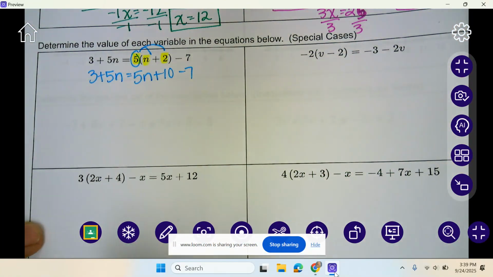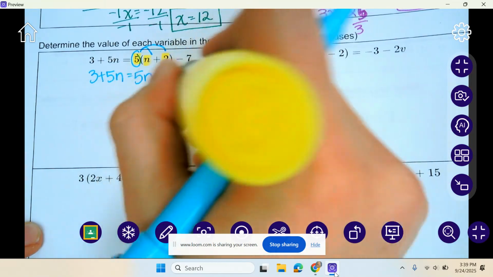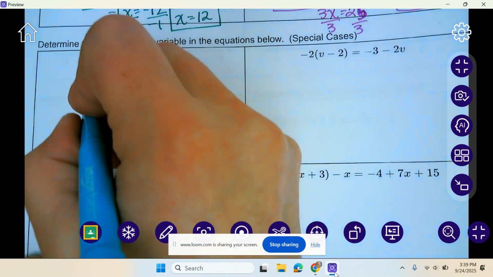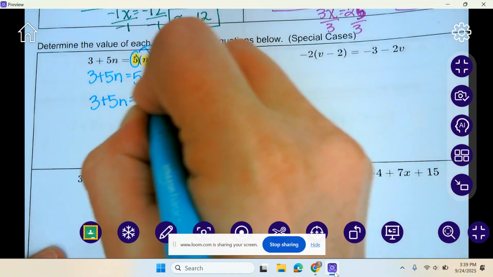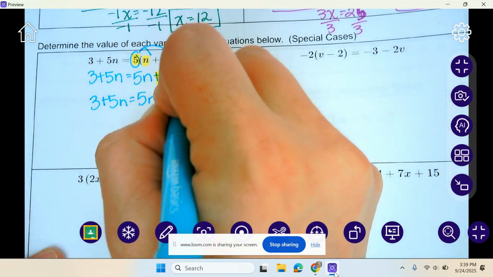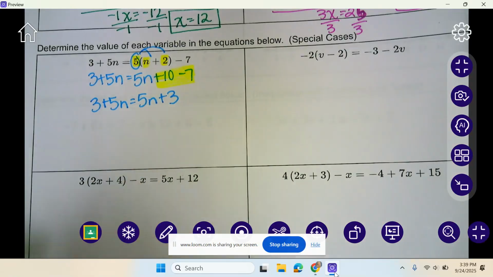All right, next up, combine like terms. I'm going to combine these like terms right here. And those like terms combine to be a 3. So 3 plus 5n equals 5n plus 3. Okay, next up, move the variable.